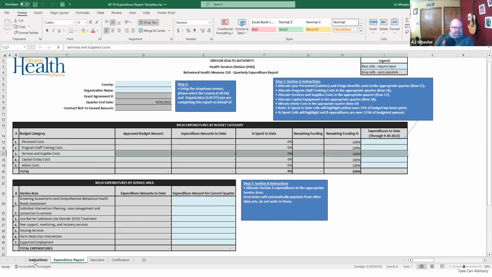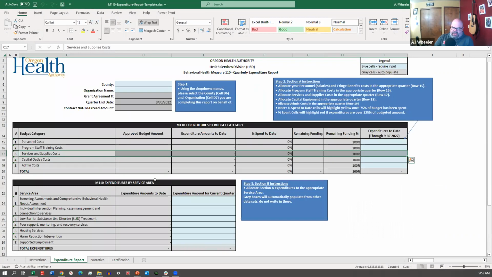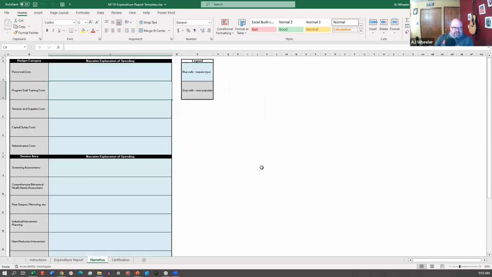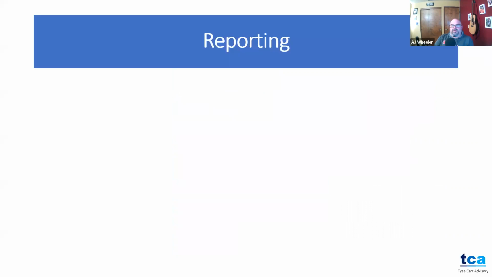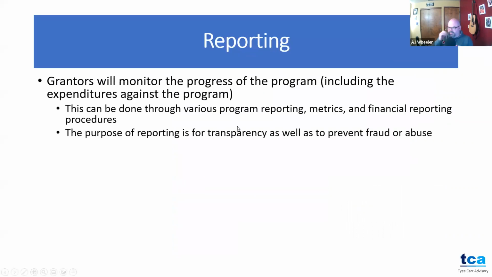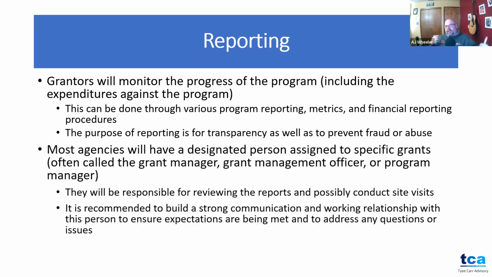You'll notice that you have instructions, but you also have a financial portion of this, as well as a narrative portion of the outcomes. So when you're asked to report on these things, it's really the grantor monitoring the progress of the program. And so it's multifunctional or multi-department in your organization to be able to put together the narrative portion of that. And the reason why they do this is to be able to guard against fraud.